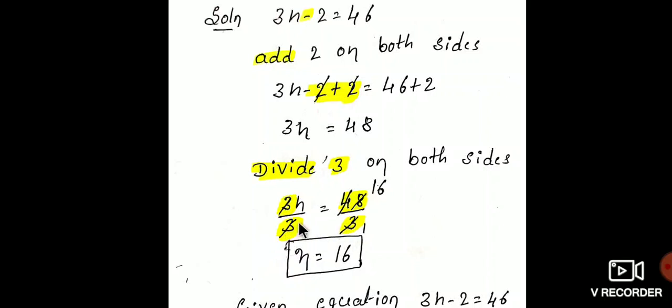Yes, 3 gets cancelled. Here n will be remaining, that is equal to, here 3 ones are 3. 4 minus 3 leaves 1. Then 1 remains, here 8 is there, 18. 3 sixes are 18. n is equal to 16.